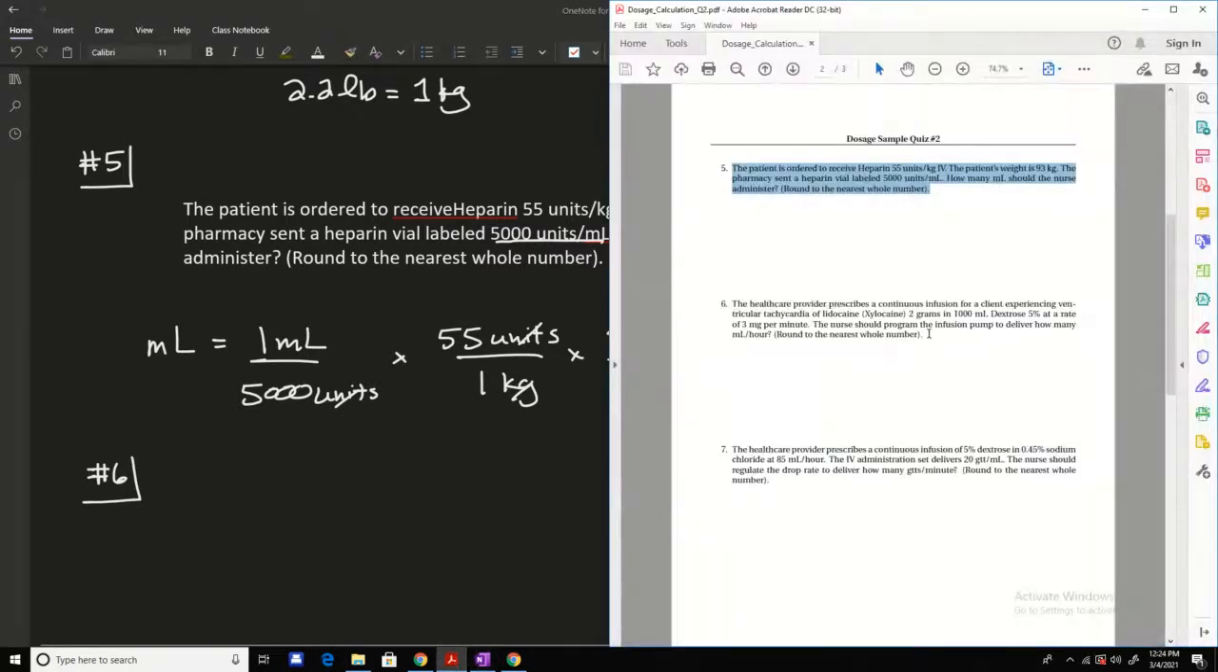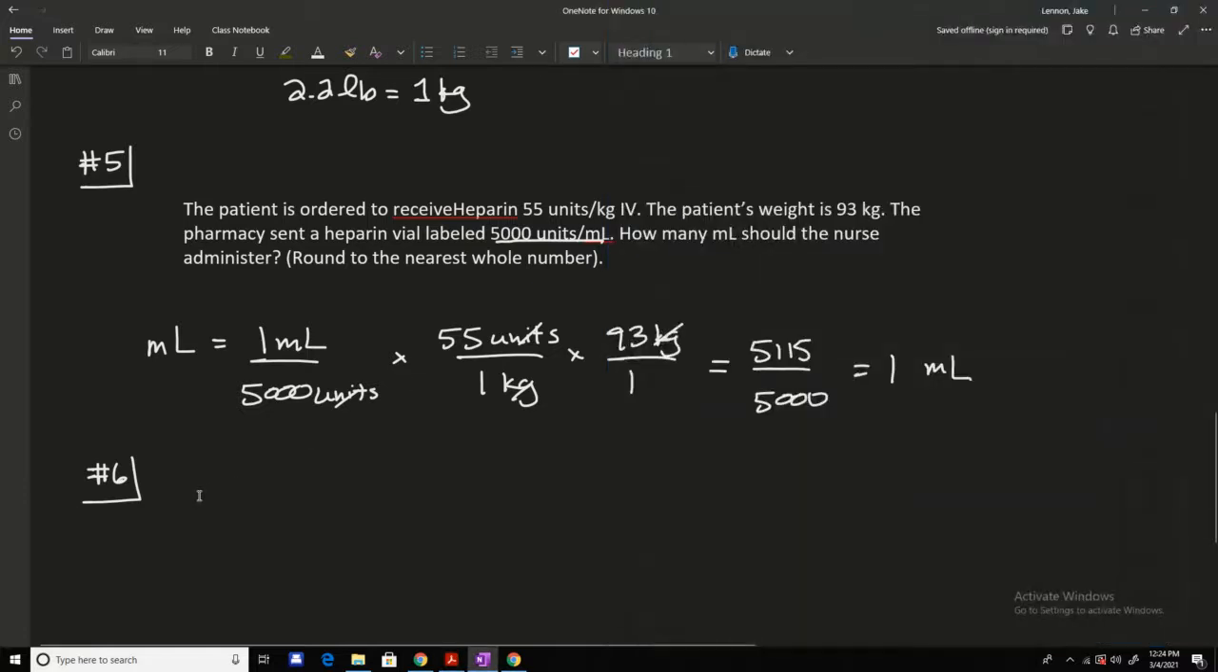Number 6. Okay, so I think 6 is one of the longer problems. I think on this quiz, I would consider 6 and 9 the most difficult, at least in terms of number of steps.